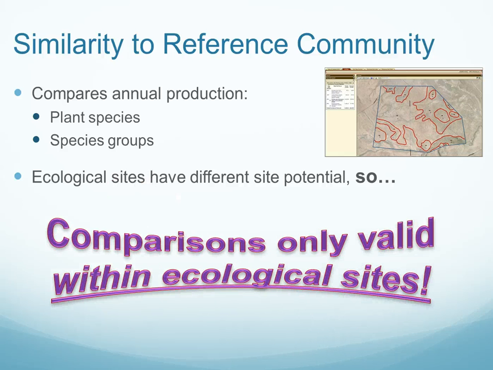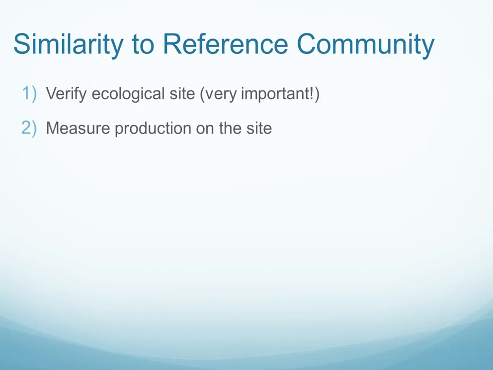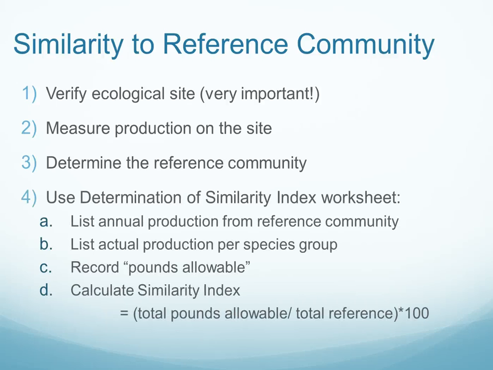Now, ecological sites have different site potential, so remember, comparisons are only valid within ecological sites. When we are calculating similarity to a reference community, the first thing we must do is verify that ecological site. That is very important. We then measure production on the site and determine what the community is for the site, whether it's the desired plant community or the historic climax plant community. We use a worksheet to determine the similarity index. And in this worksheet, we compare the annual production from the reference community that we got from the ecological site description. We also list the actual production of the site by species group. We record pounds allowable and then calculate the similarity index.